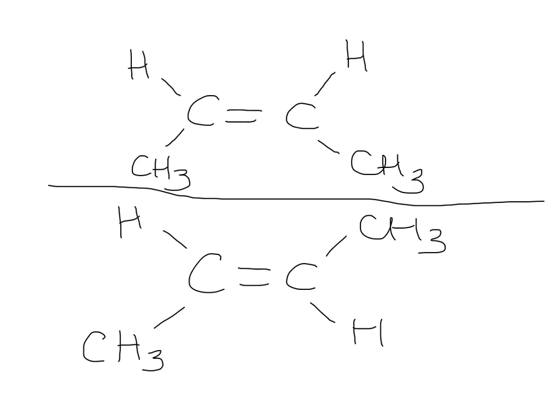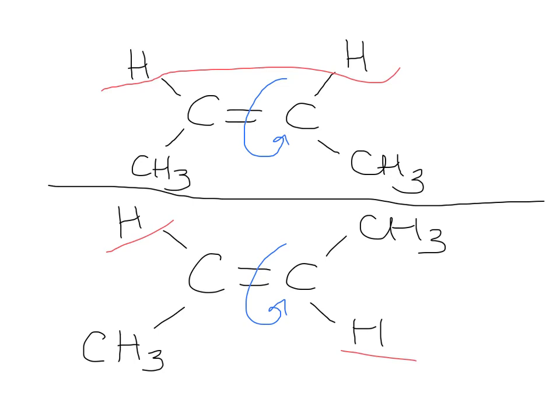First of all, they both are 2-butenes. But what is the chief difference between these two structures? In this case, hydrogens are on the same side of the carbon-carbon double bond, and in this case hydrogens are on the opposite side. Now why is this significant? This is significant because if you try to rotate this double bond, this structure will break. So carbon-carbon double bond rotation is not possible.